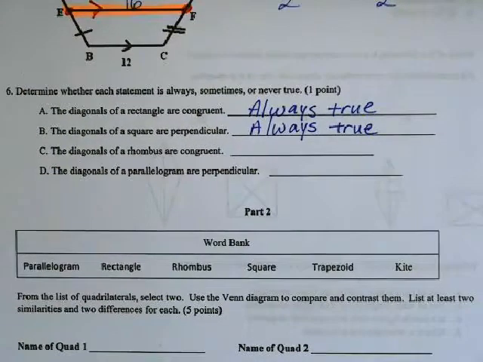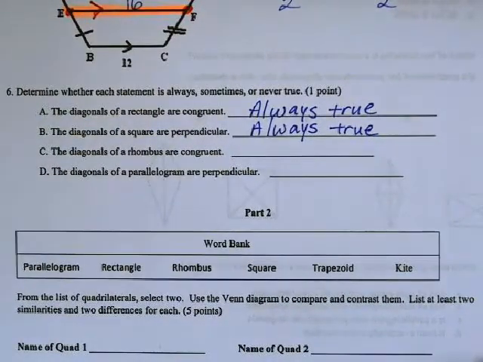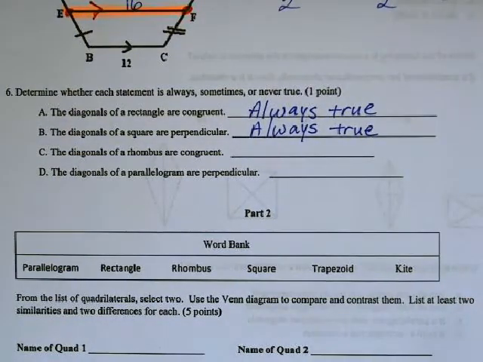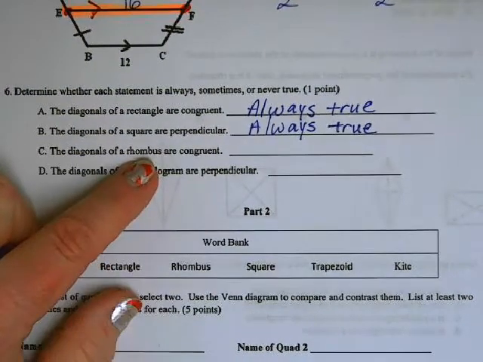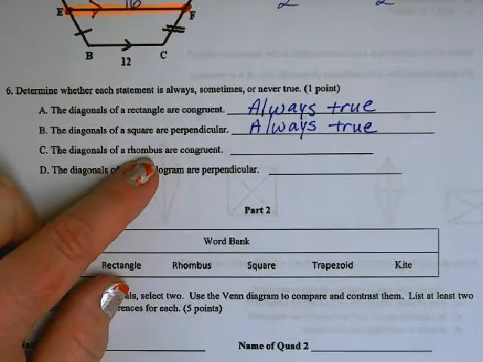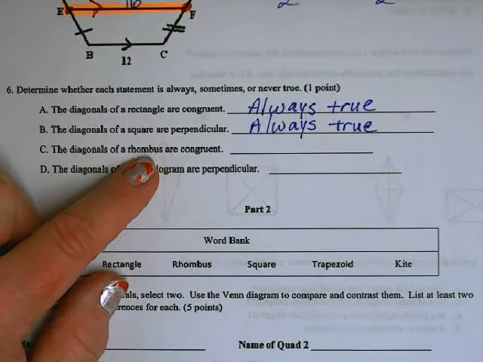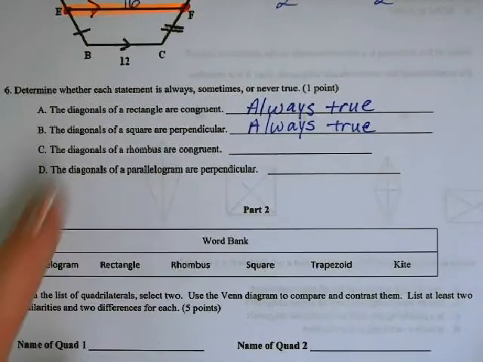The diagonals of a rhombus are congruent. This one's a tricky one. Okay, so we know for sure that the diagonals of a rhombus are perpendicular. Are they ever going to be congruent? Which situation could they be congruent?